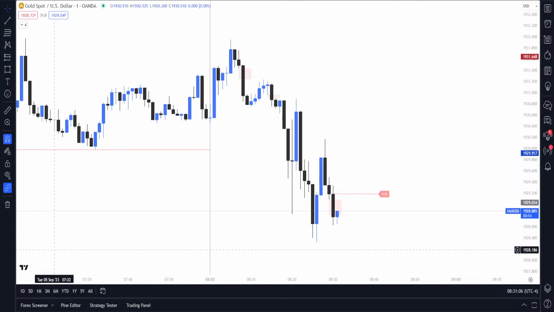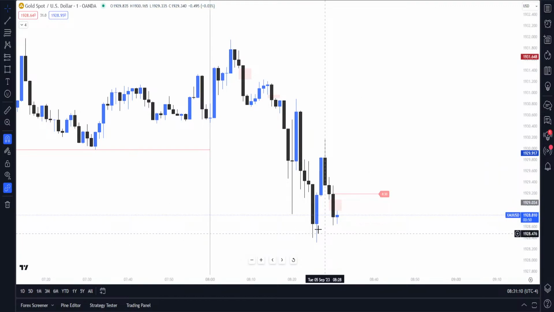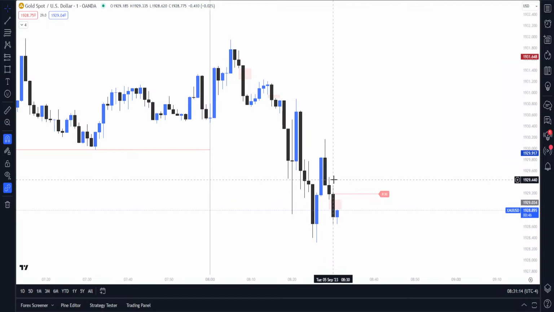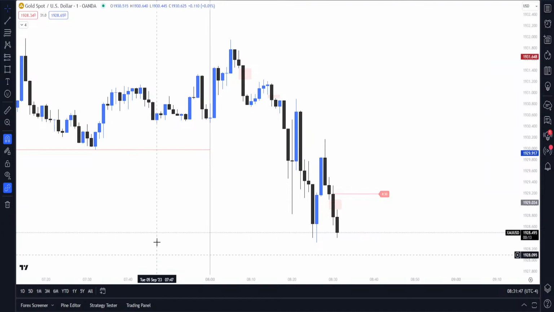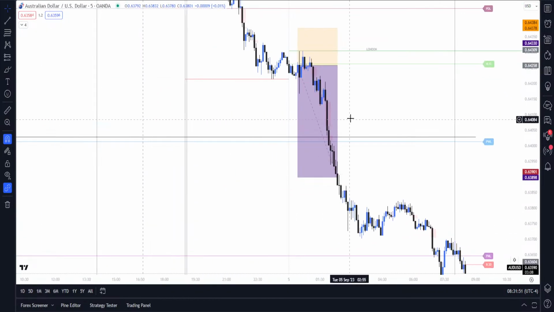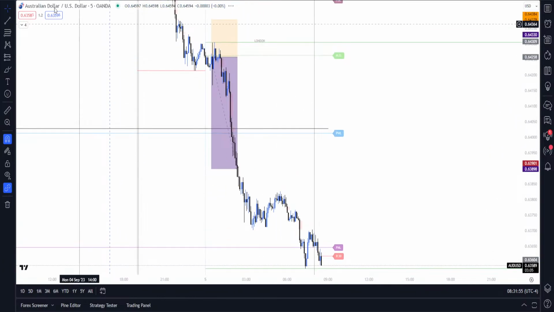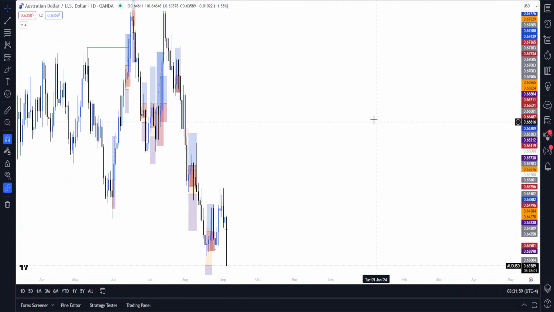Alright, so let's see here. Gold is trying to come back to the lows. If it gives us an engulfing, we'll probably take this trade. Let me go ahead and adjust the risk reward. So this was yesterday's trade on AUD. Tonight we will have more. Let me see what AUD looks like on the daily chart.